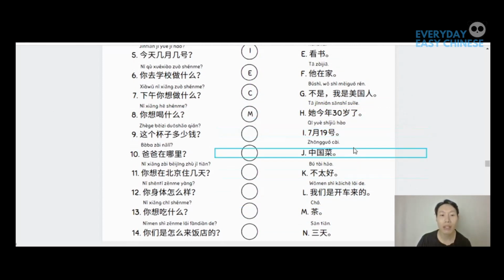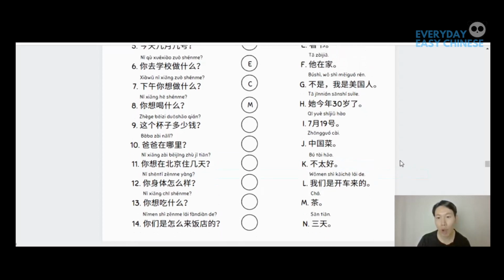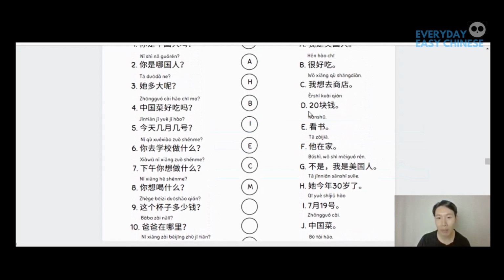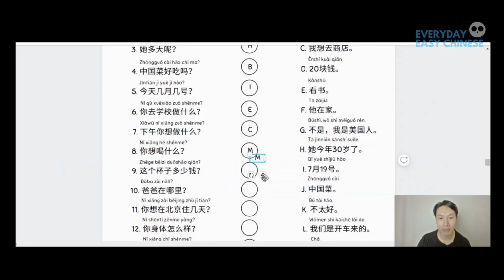Next one. 这个杯子多少钱? How much is this cup? So we're looking for money again. Okay, we have here 20块钱, 20 yuan. Okay, so this is D.